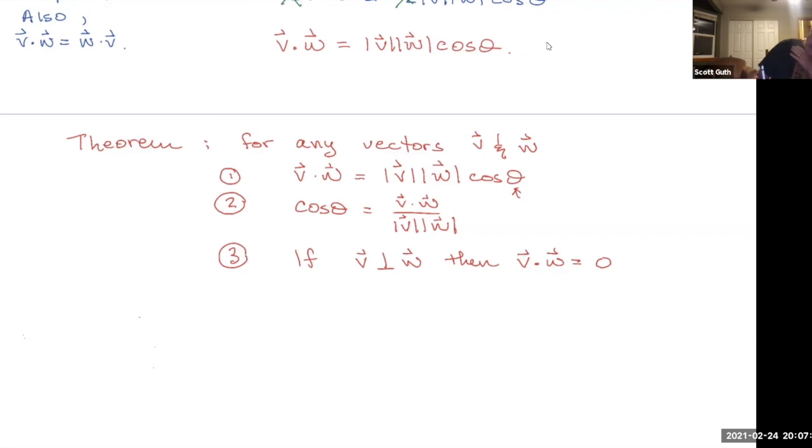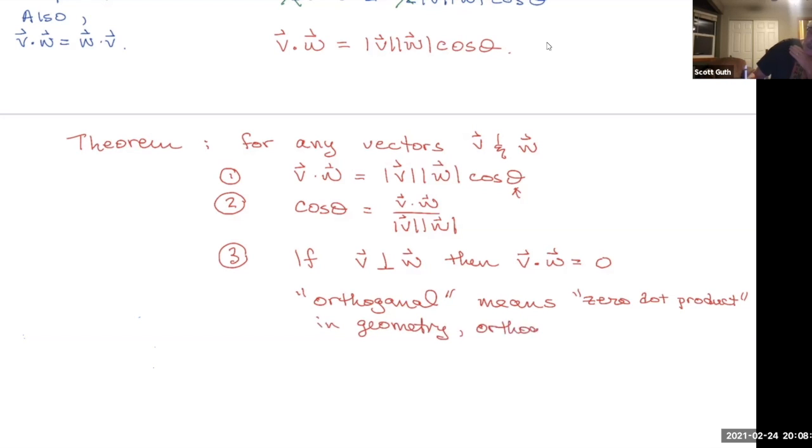So the word orthogonal means zero dot product. And in geometry, orthogonal means perpendicular.